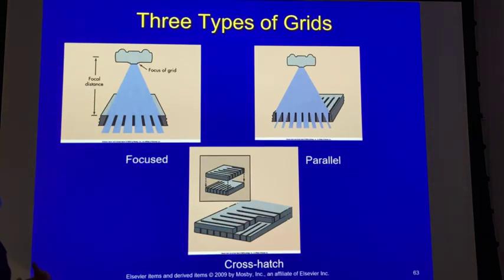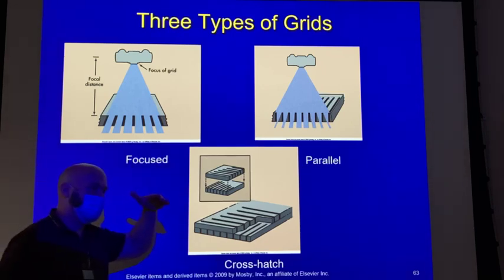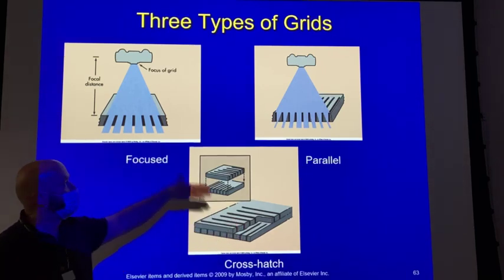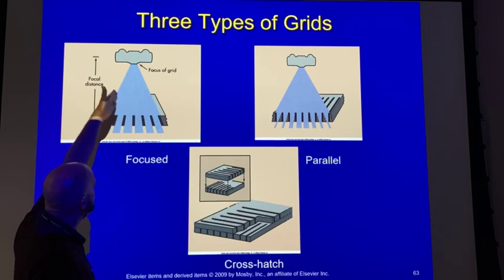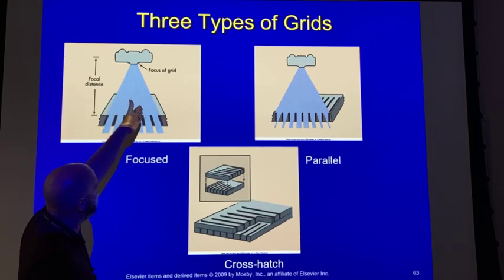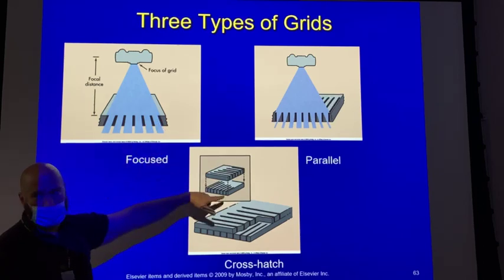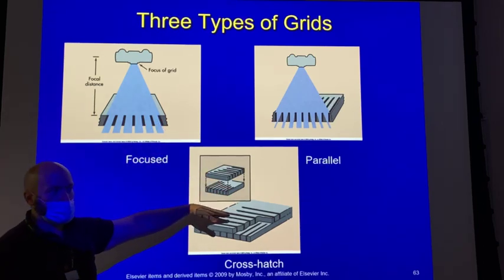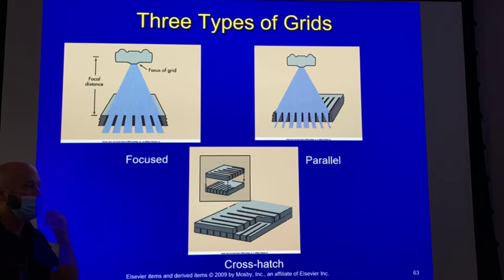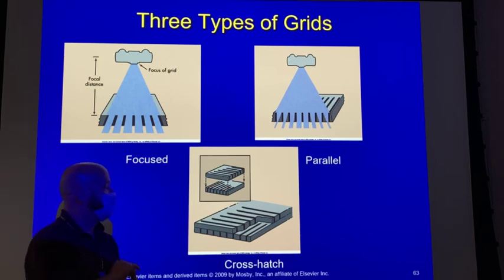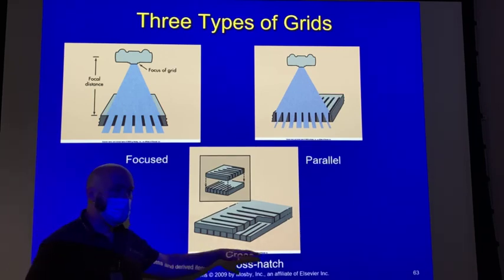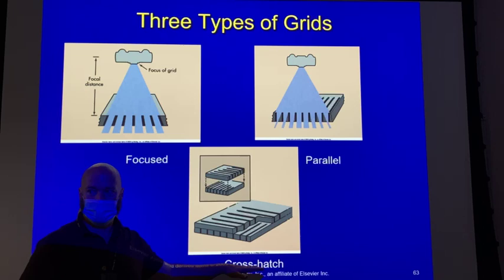They tend to be very good at scatter cleanup because if scatter is going parallel to the grid strips, it can still get through either one of these two, right? Can't get through this one. Great for scatter cleanup, but your patient dose is going to be very high. Your positioning latitude is almost non-existent, especially if you have a focused crosshatch.